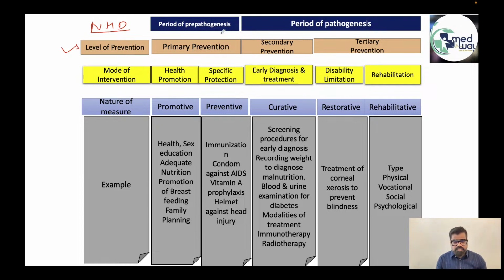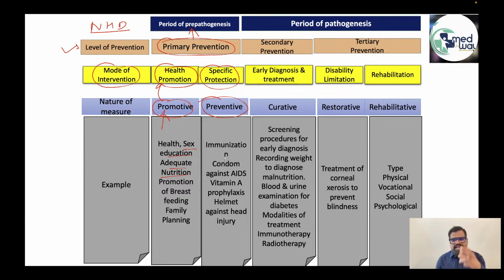So in pre-pathogenesis, the onset of disease means the agent has not entered inside the human being. At that point, primary prevention can be done. And in primary prevention, what is the mode of intervention? How can you intervene? You can do health promotion. You can specifically protect. Health promotion is promotive in nature, and specific protection is where you are trying to prevent. For example, you are giving sex education, telling people to take adequate nutrition, telling about breastfeeding, talking about family planning. You're promoting things, health promotion. Primary prevention can be done in pre-pathogenesis.